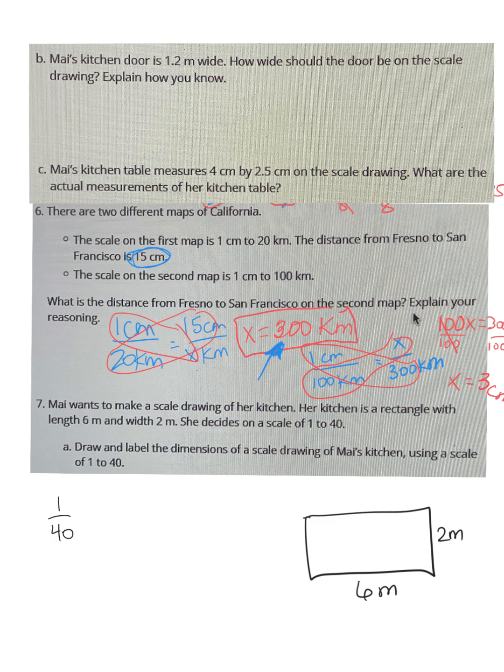Now, because of that 1, we don't need to do the cross multiplication. We could, but we don't need to. Because in this case, we're going from real life, the real sized kitchen, to the scale drawing. So we're going from big to small. And because it's a unit fraction, all we have to do is divide by 40. So I'm going to take 6 divided by 40, and I'm going to take 2 divided by 40.